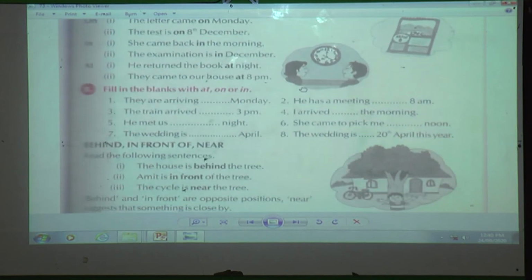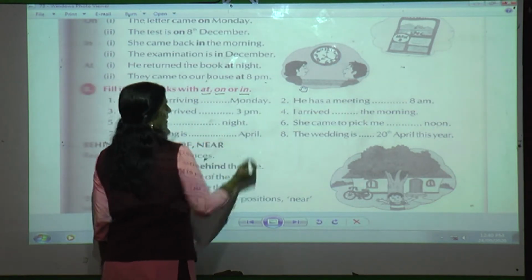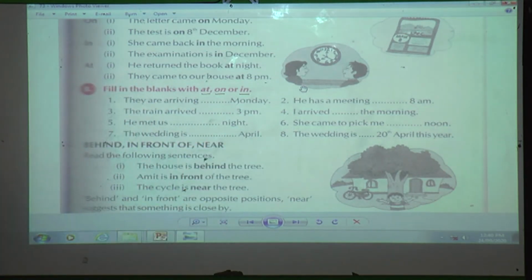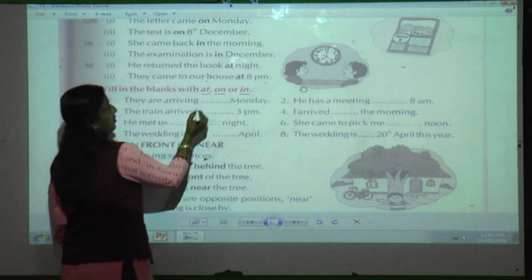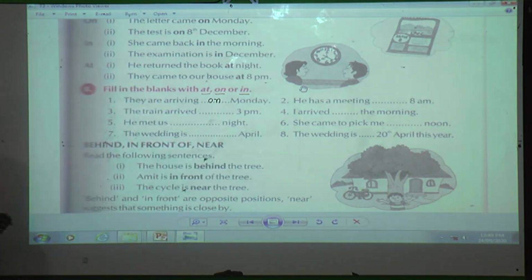Okay. So now we are going to solve exercise B. Fill in the blanks with at, on, or in. Means or is not a preposition. Okay. At, on, and in. They are arriving. When are they arriving? On Monday. Come on, write in your book. They are arriving on Monday.